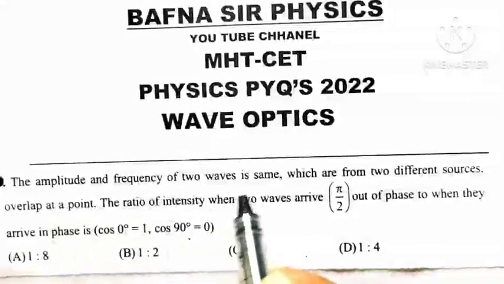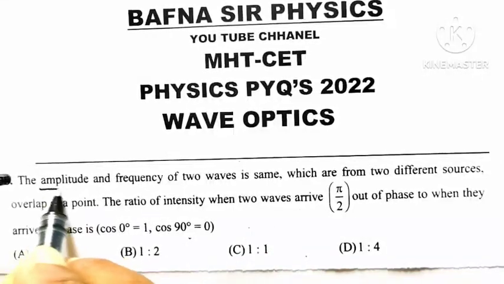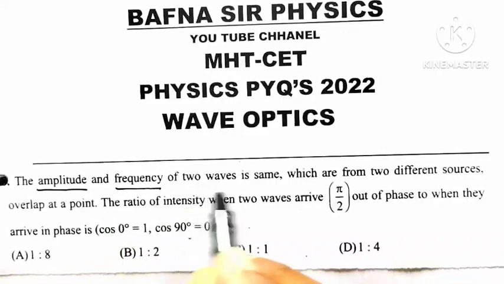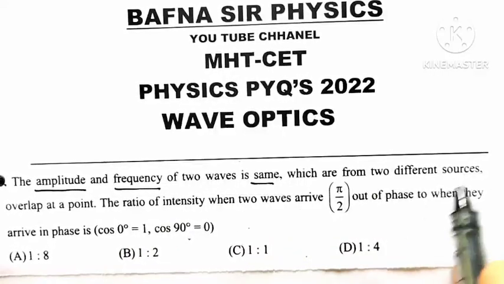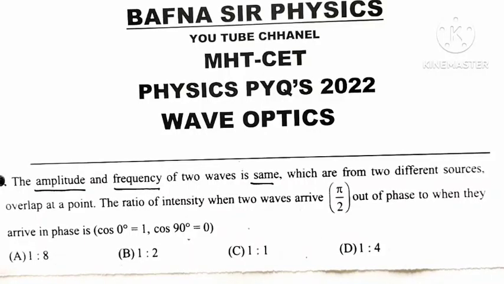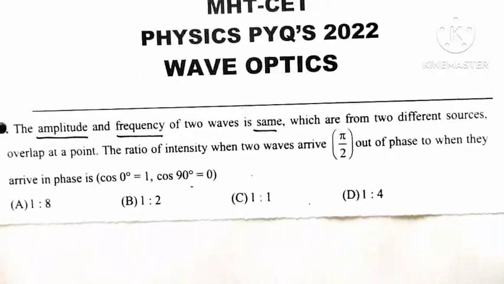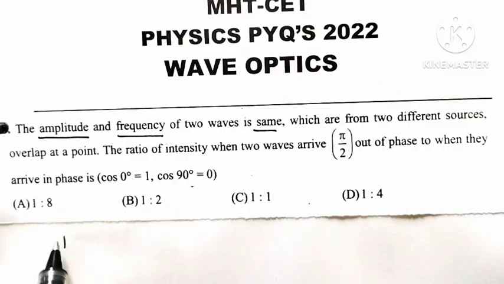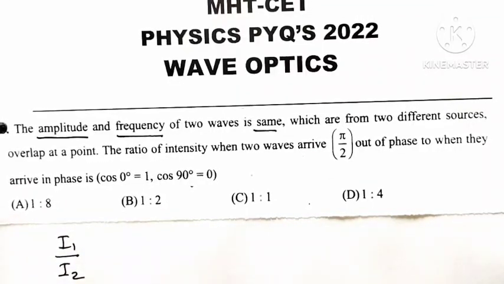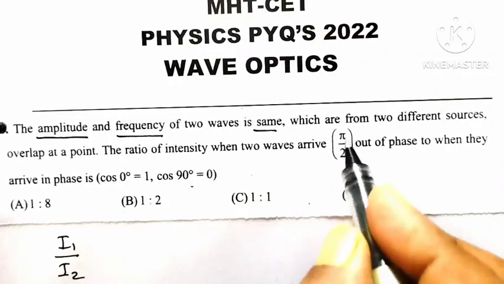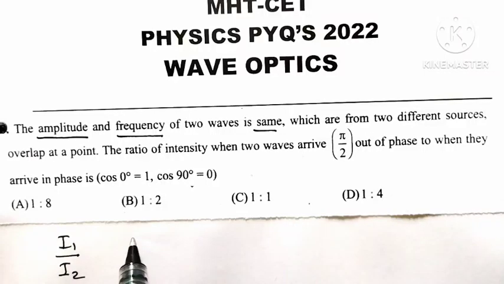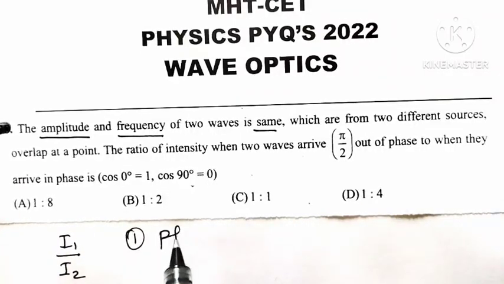The amplitude and frequency of two waves are the same. Amplitude and frequency of two waves, which are from two different sources, overlap at a point. Now the ratio of intensity I1 to that of I2, the ratio of intensity when two waves arrive pi by 2 out of phase, means in the first case, what is the phase difference between the two waves?